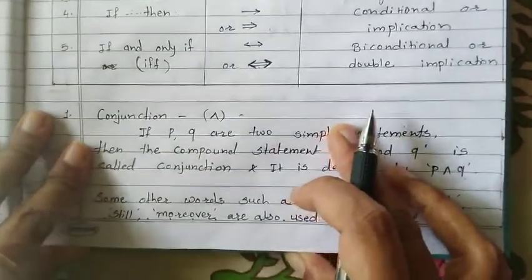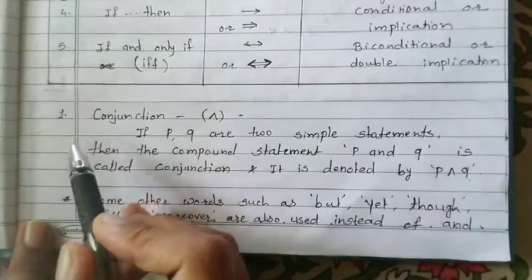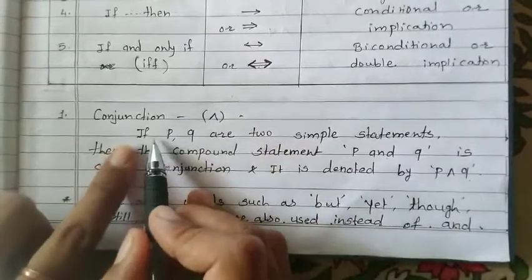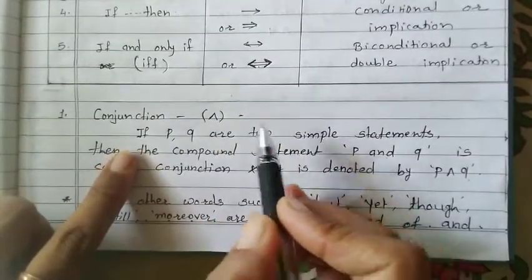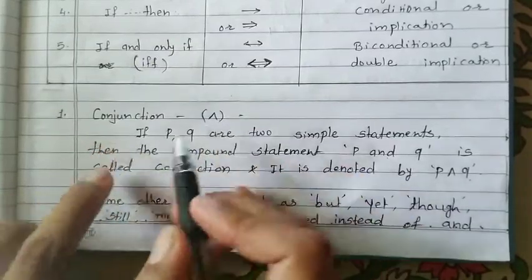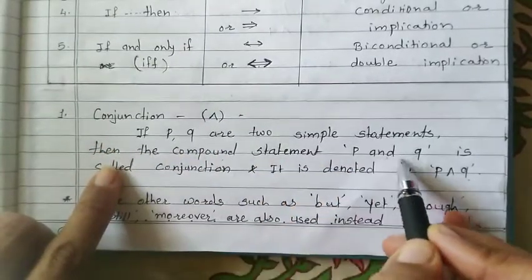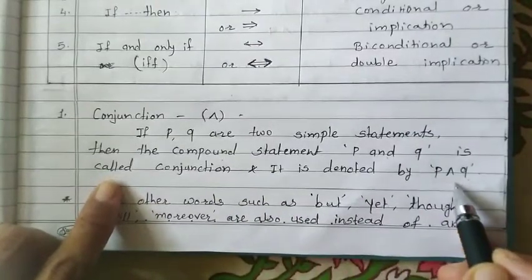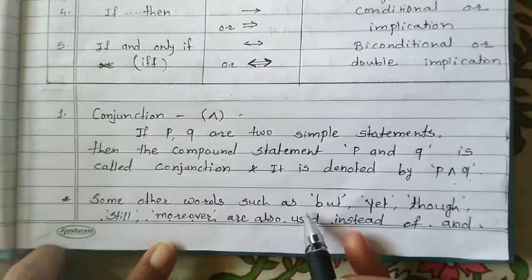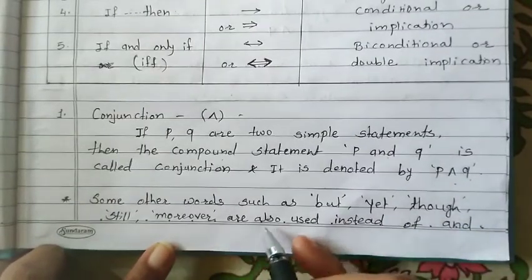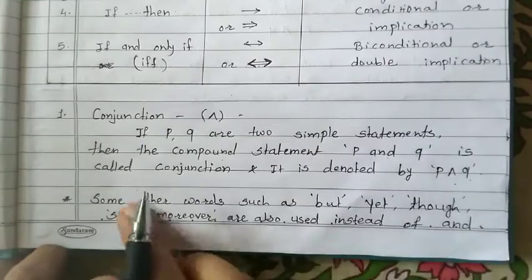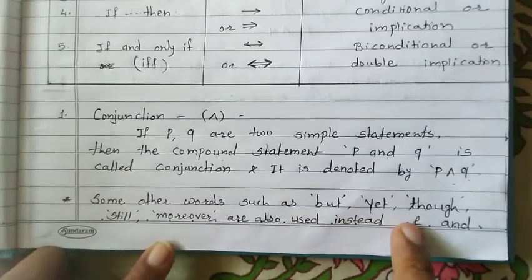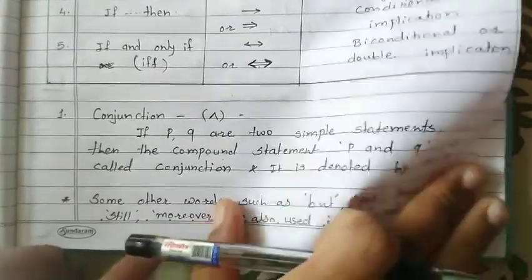So today we learn two connectives, conjunction and disjunction. First, let's see conjunction, whose symbol is like this. If P and Q are two simple statements, then the compound statement P and Q is called conjunction, and it is denoted by P and Q. Some other words such as but, yet, though, still, moreover are also used instead of and. Only in conjunction you can use other words like but, yet, though, still, moreover.